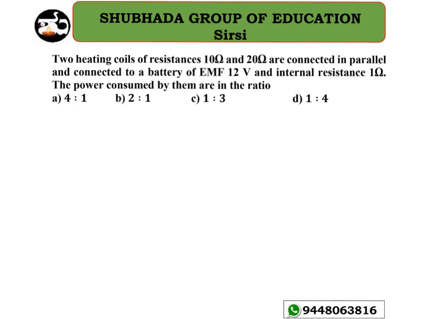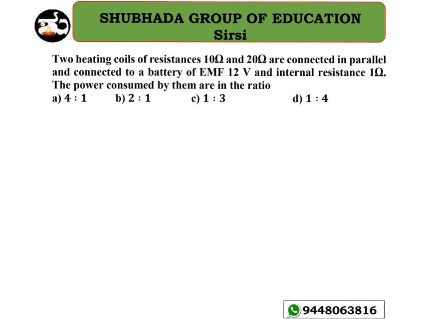The next problem says that two heating coils of resistances 10 ohm and 20 ohm are connected in parallel and connected to a battery of EMF 12 volt and internal resistance 1 ohm. The power consumed by them are in the ratio is the question here, correct?